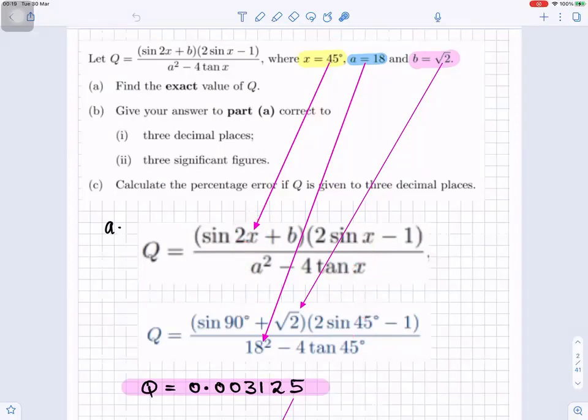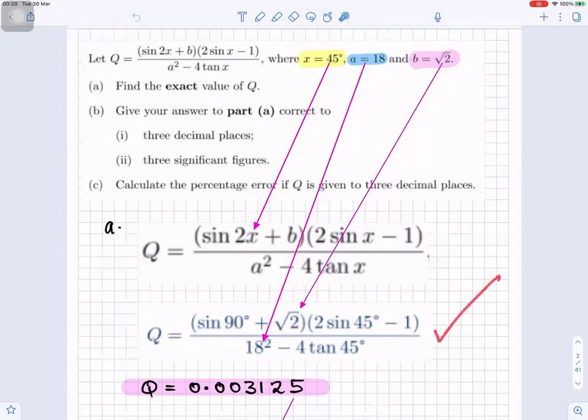So we've substituted x. Now the next thing we need to substitute is 18 for a. So we look at the expression, and a there is 18. So it's 18 squared. Next thing we substitute is square root of 2 for b. So we've got b there, and we replace b with square root of 2. And that's what we've got down here.